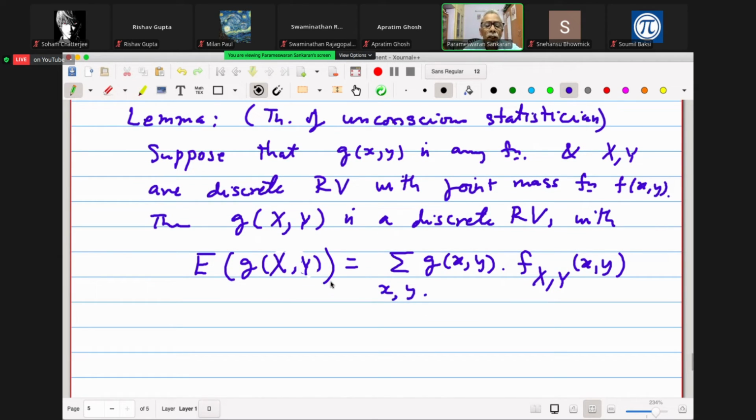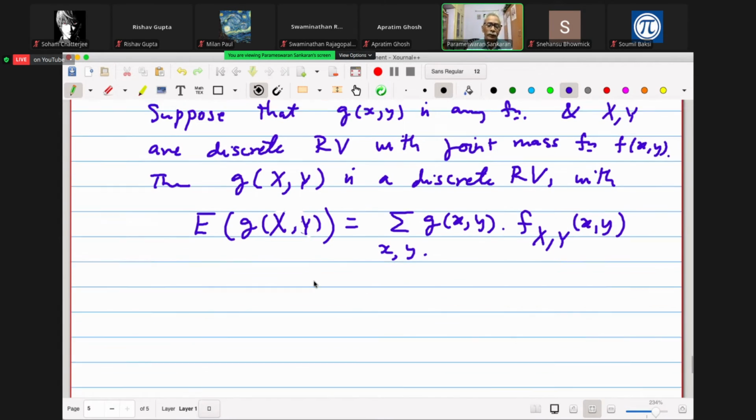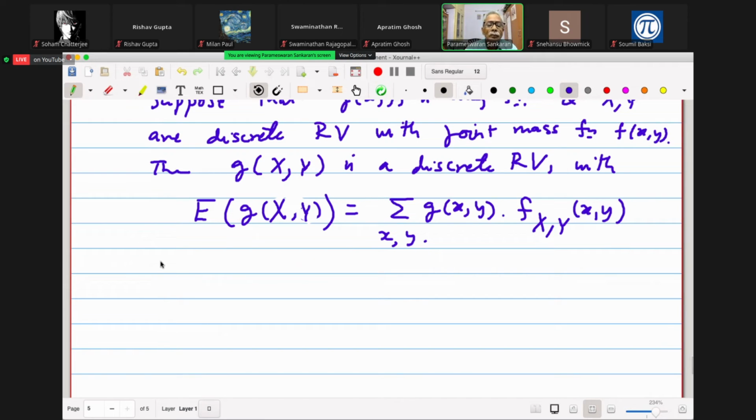Is it clear why g of X, Y is a discrete random variable? Let me explain. I'll omit the proof. I think I did the single variable case. The two-variable case is exactly the same type of thing, except you keep track of one more variable. That's it. So let us understand what the meaning of this is.